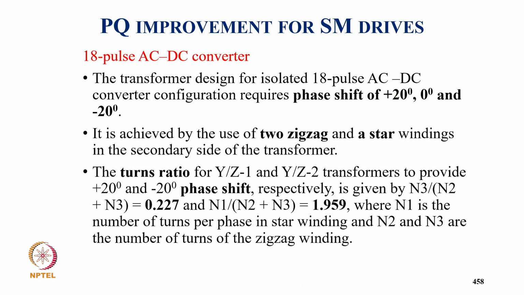So now coming to transformer design for the isolated 18 pulse AC/DC converter configuration. It requires a phase shift of plus 20 degree, 0, or minus 20, each achieved by the use of 2 zigzag and star windings in the secondary side of the transformer. The turns ratio of star zigzag 1 and zigzag 2 transformers at the 20 degree and minus 20 degree phase shift respectively is n3 upon n2 plus n3 equal to 0.227 and n1 upon n2 equal to 1.959, where n1 is the number of turns on the primary phase star and n2 and n3 are the number of turns in the zigzag winding.